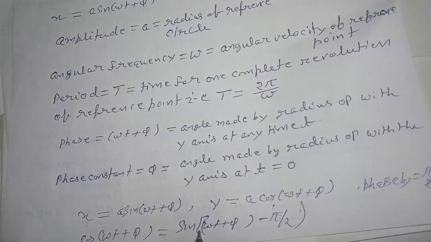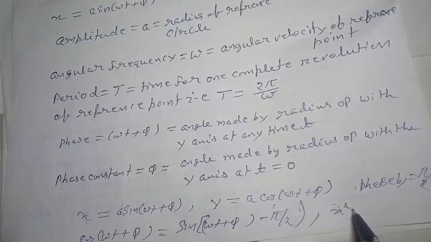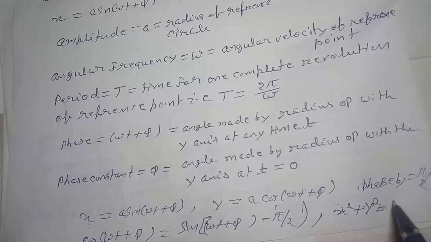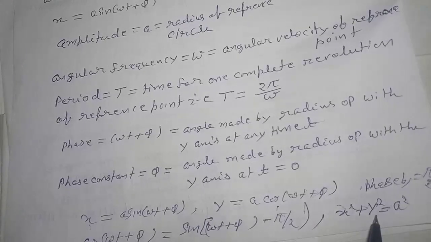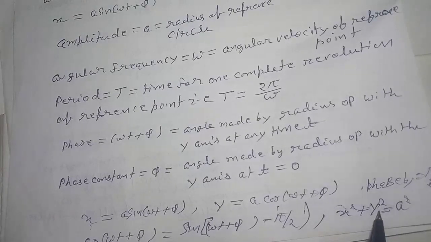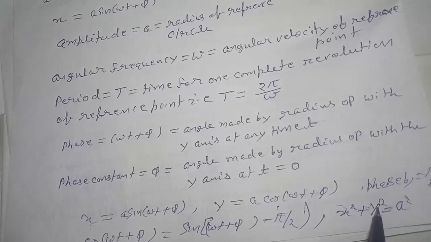So combining the above two equations we get x square plus y square equals A square, which is the equation of a circle, that is the circular motion of point P. Hence the circular motion is a combination of the two SHMs at right angles to each other.